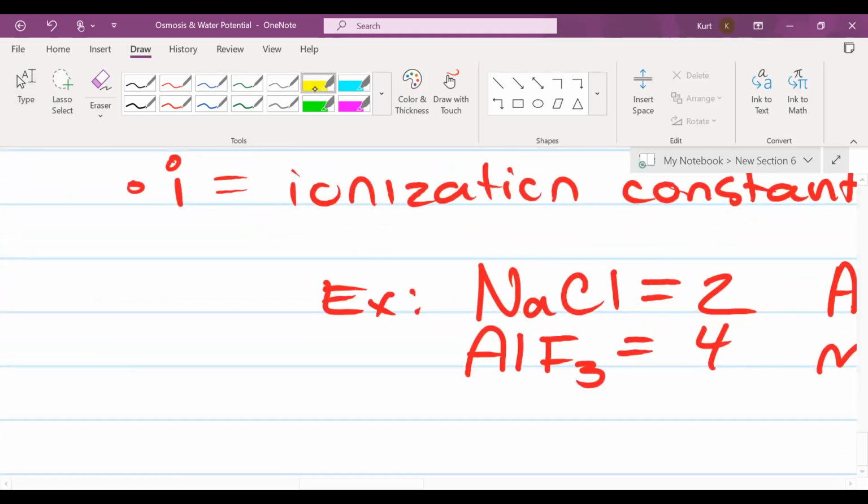How many total ions are there in sodium chloride? 1, 2. How many total ions are there in aluminum fluoride? There are 4. You might be thinking, I only see 2. Well, that's why I asked you how many aluminums are there. You all said 1. How many fluorides are there? You said 3. 1 plus 3 is 4.